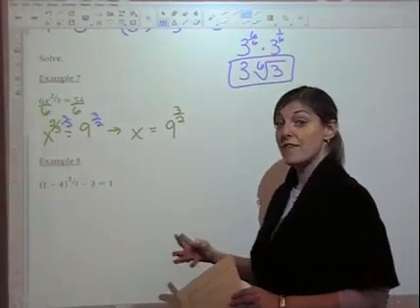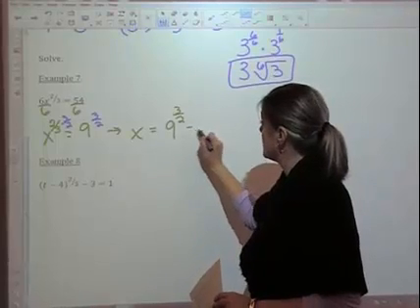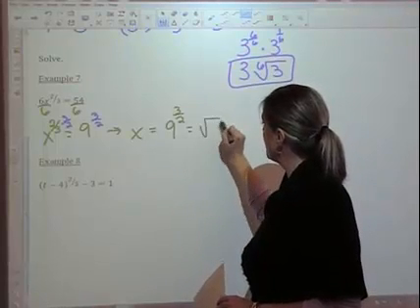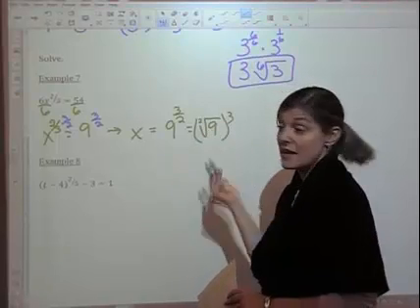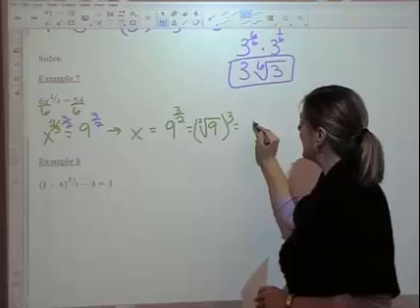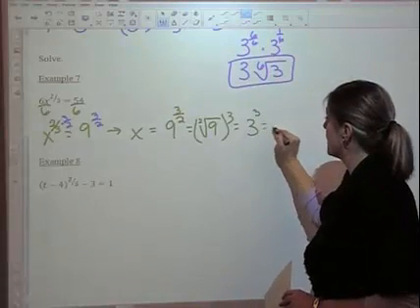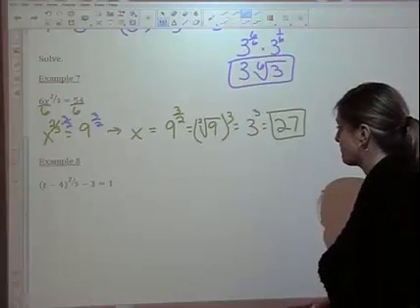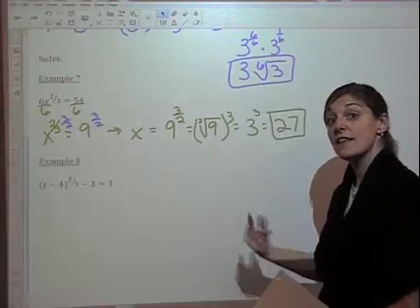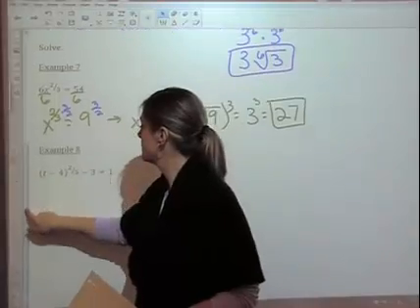Well, now you can rewrite that in radical form. So that's going to equal the square root of 9 to the 3rd. Now, if you want to write that 2 in, you can. What's the square root of 9? 3. To the 3rd is 27. So x equals 27. Now let's take a look at example 8.